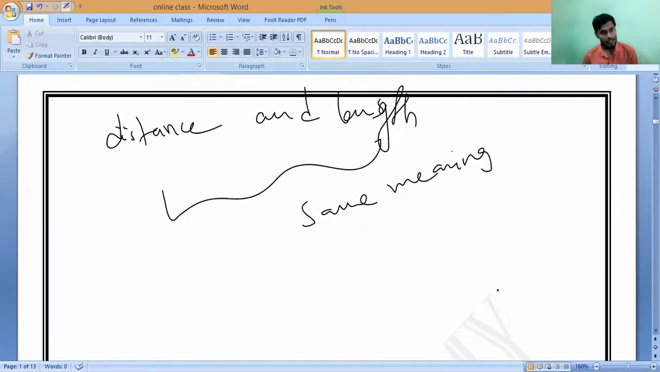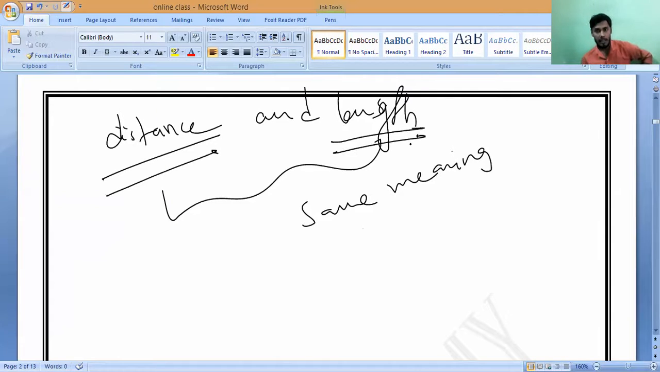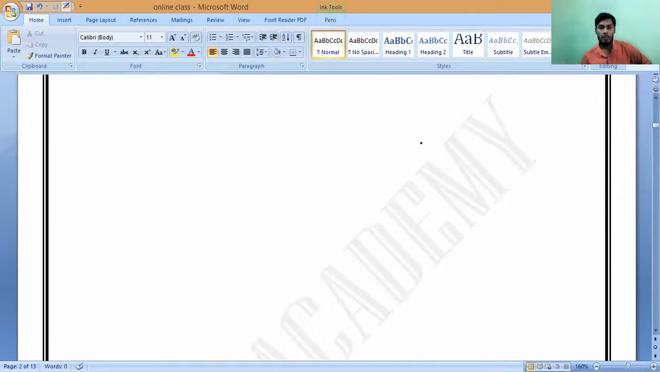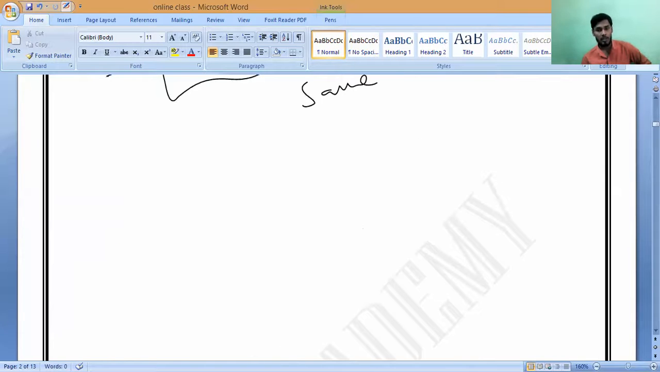So the distance between any two points or the length between any two points, both are the same. That is why I can say measurement of distance or measurement of length, both having the same meaning, not any different meaning. That is what you should remember. Is it okay? Yes, sir.